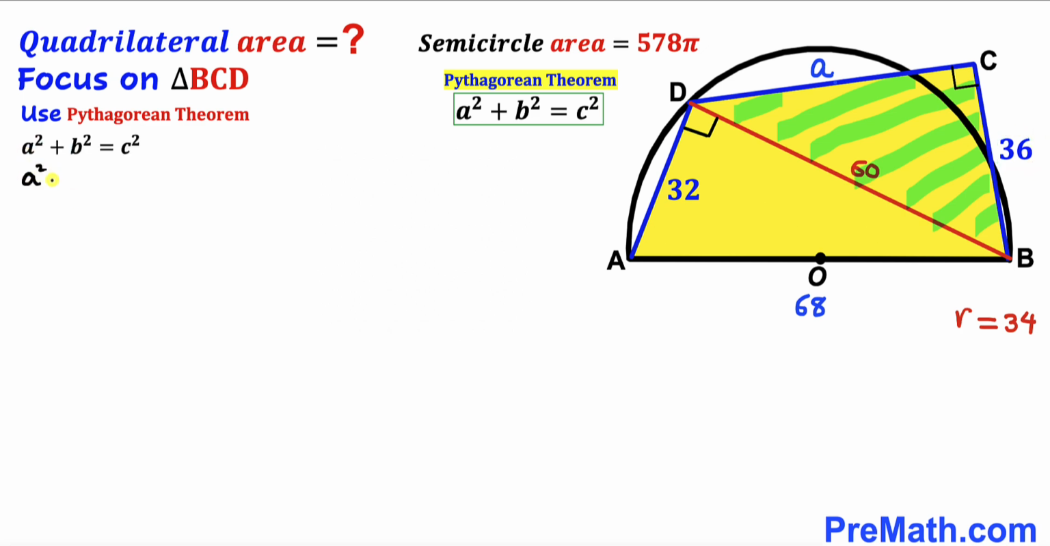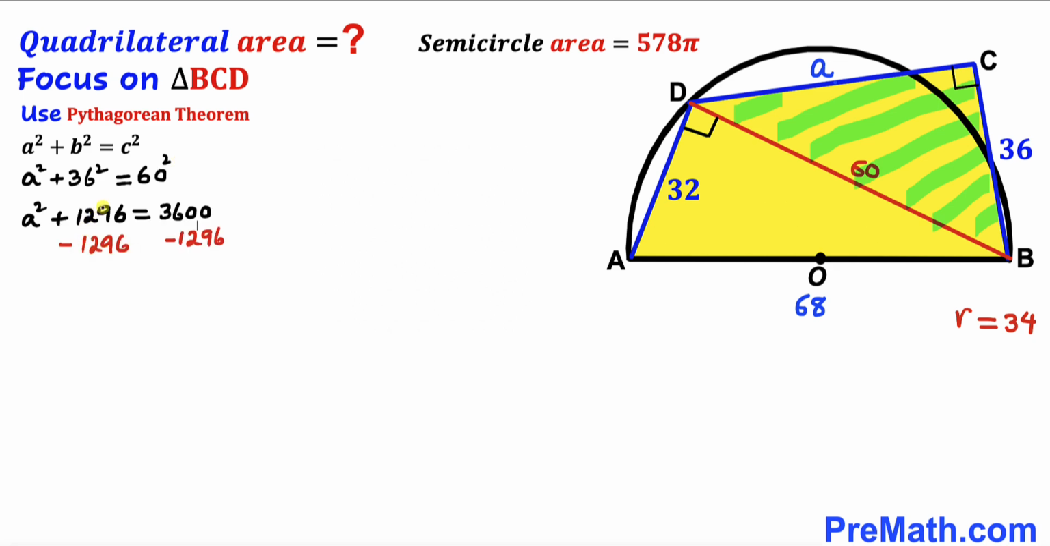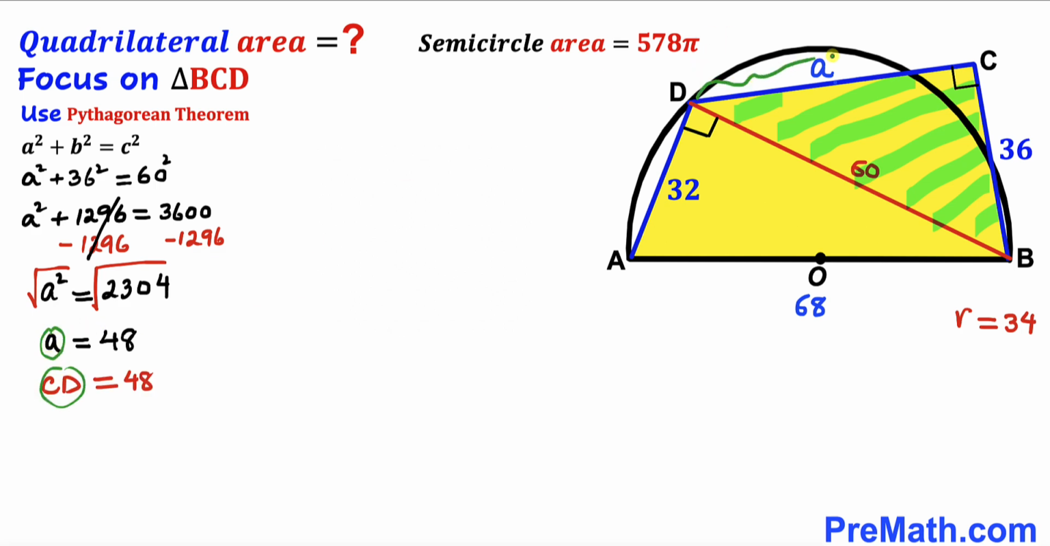So we got a squared plus 36 squared equals 60 squared. I'm going to subtract 1296 from both sides. This is gone, so a squared turns out to be 2304. Now I'm going to undo this square by taking a square root on both sides, so the a value turns out to be equal to 48 units. Since a represents the CD length, this CD length turns out to be 48 units.